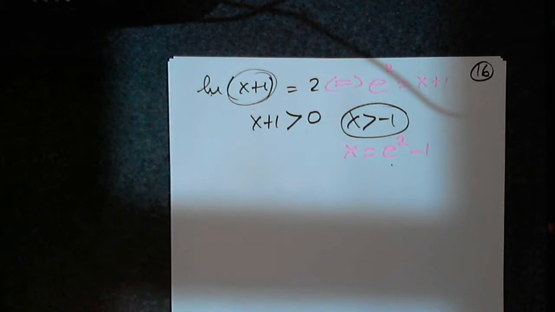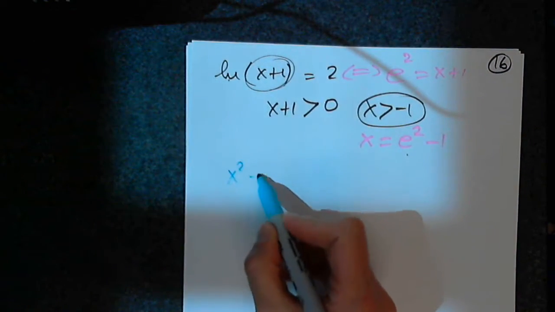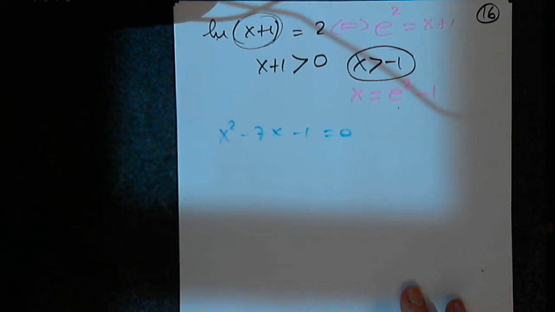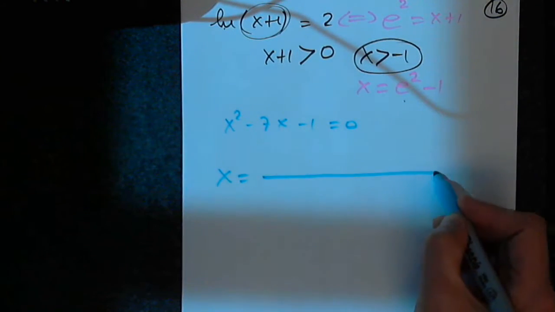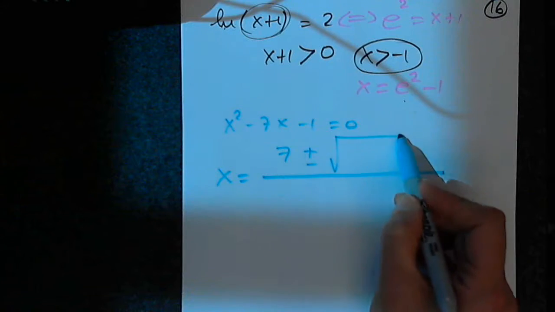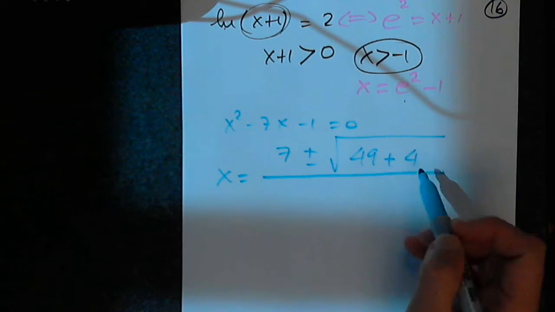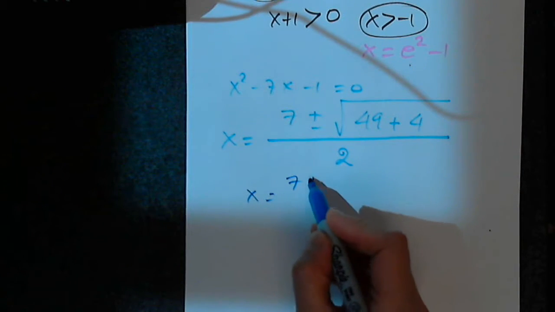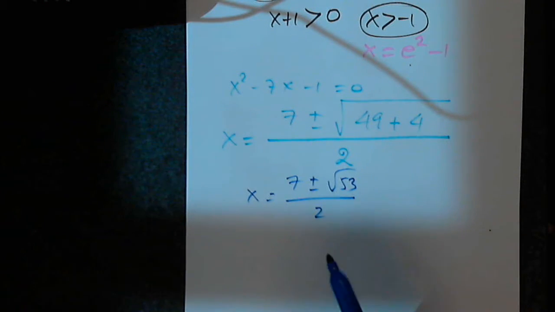X squared minus 7x minus 1 equals 0. I guess I don't understand how you get the fractions. I mean, it's in the notes. Very good. So x equals -b plus or minus the square root of b squared minus 4ac over 2a. You just want to put it in the quadratic form? There is nothing else. It's not factorable. So then x equals 7 plus or minus the square root of 53 over 2.